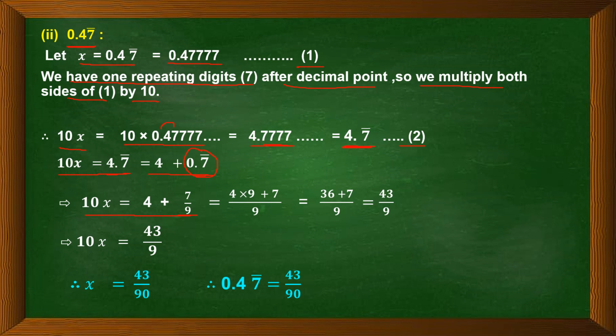As we did for part 1, in part 1 we solved 0.6 bar. Over here it is 0.7 bar. So same thing we have done over here. Now take the LCM. So 4 into 9 plus 7 upon 9, which is equal to 36 plus 7 upon 9, which is equal to 43 by 9. So we can say 10x is equal to 43 by 9. Further cross multiply, so we shall get x is equal to 43 by 90. And what is x? x is 0.47 bar. So the P by Q form of which is 43 by 90, right?